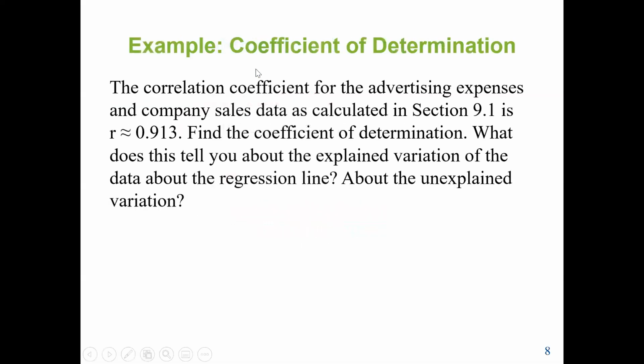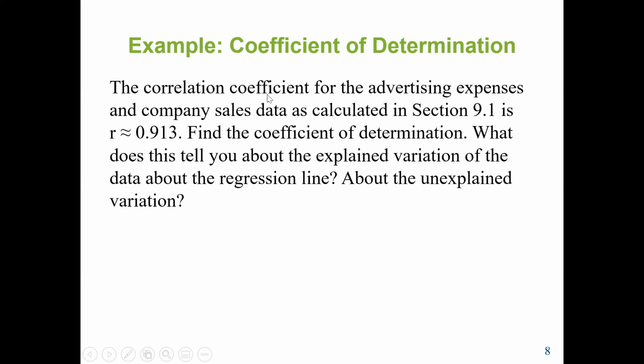So now let's see an example. Here we start with the coefficient of determination. The question says that we have a correlation coefficient for the advertising expenses and the company sales data, as calculated in our previous lectures. The R value was 0.913. Now, if we know the correlation coefficient, to find the coefficient of determination, as we said, we are going to square the R, or the correlation coefficient.